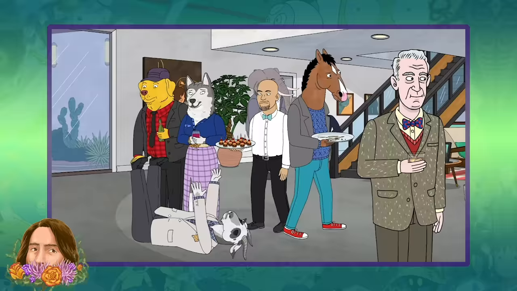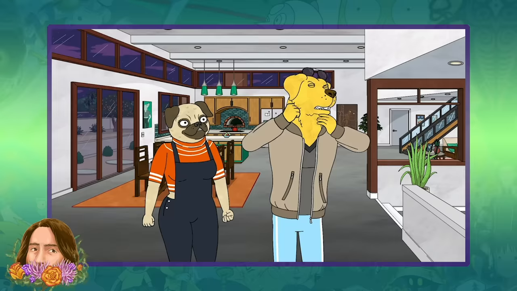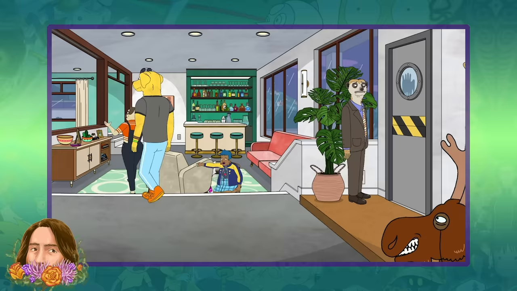A bit later in 2019, Todd decides to have a surprise wedding for Mr. Peanutbutter and Pickles at Mr. Peanutbutter's house and invites everyone. Unfortunately, right as they're about to jump out and surprise them, Mr. Peanutbutter confesses that he cheated on Pickles with Diane, leading to the entire party attempting to stay hidden from the couple as they fight.